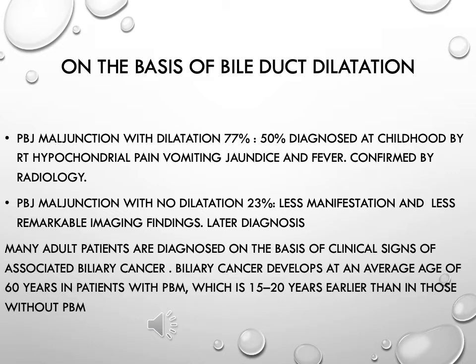23%, has fewer manifestations and less remarkable imaging findings, which leads to later diagnosis. They can even be diagnosed by the signs and symptoms of biliary cancer. Biliary cancer develops at an average age of 60 years in patients with pancreaticobiliary malfunction, which is 15 to 20 years earlier than in those without pancreaticobiliary malfunction.